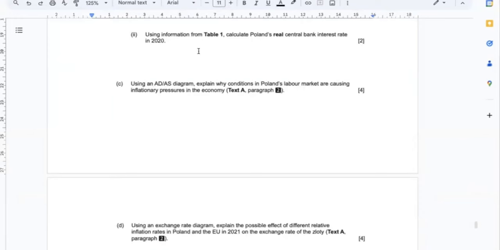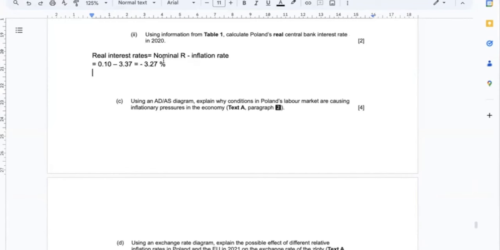D2, using information from table 1, calculate Poland's real central bank interest rate in 2020. Real interest rates are determined by nominal interest rate minus inflation rate. So I got the values from table 1, the nominal rate and the inflation rate. So technically, the real interest rate would be a negative value.